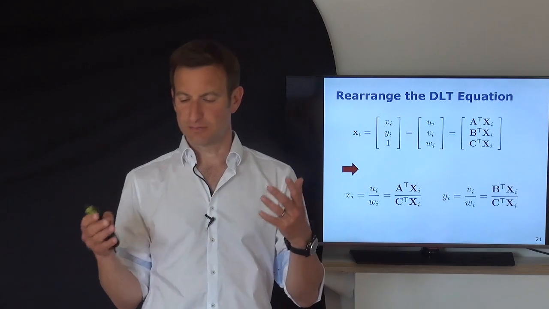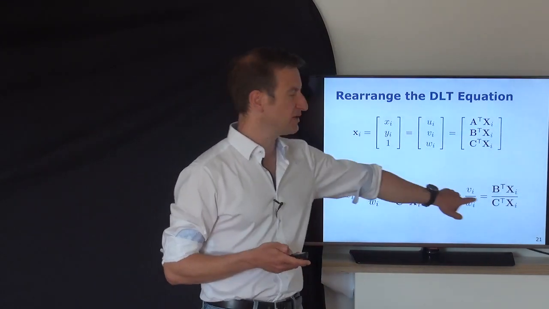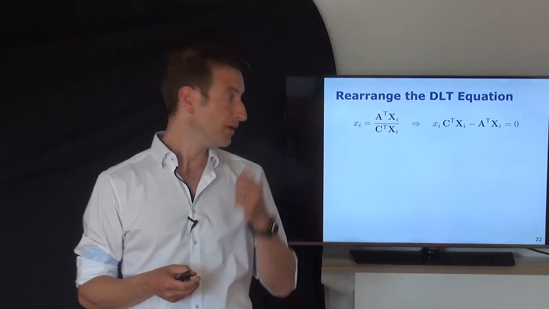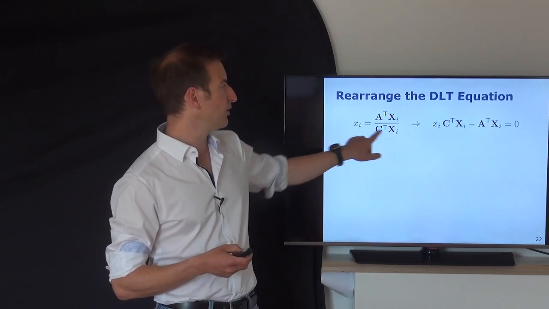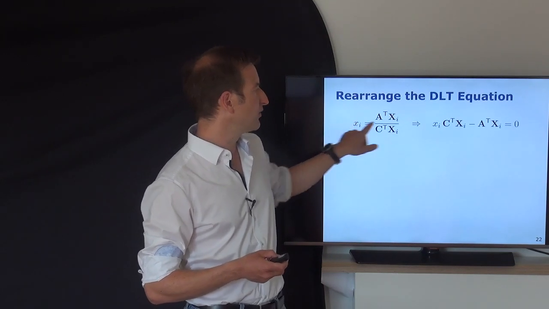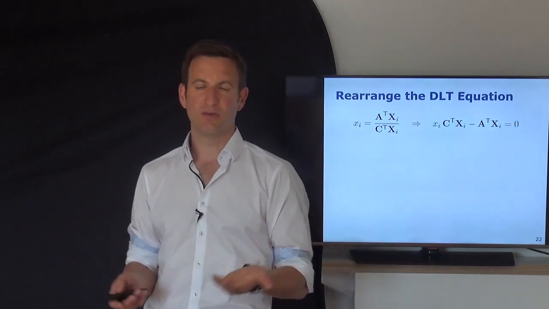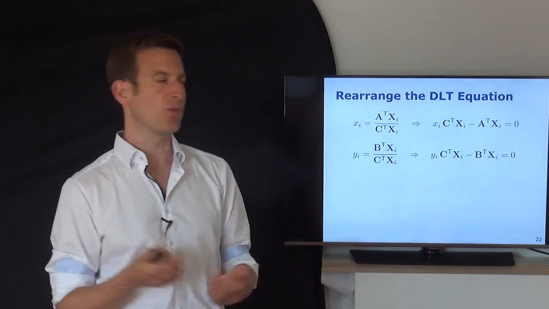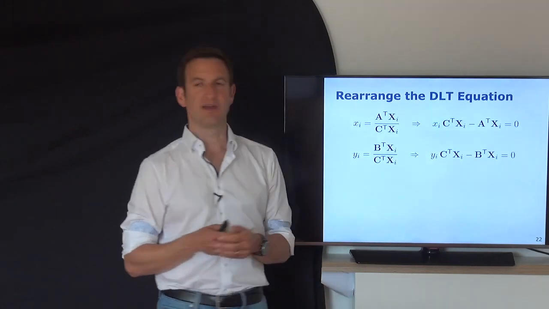Okay? So what we now can do is we can use this equation and this equation to define a system of equations. This can be done just by multiplying with C transpose Xi. We can bring that to the other side, subtract A transpose X, and we get this equation, which equals zero. And we can do exactly the same thing for our second equation for the y coordinate, so that from the y coordinate, we derive this equation.